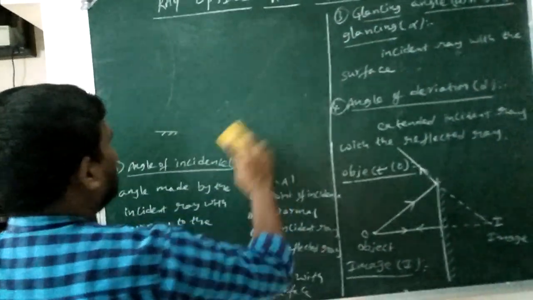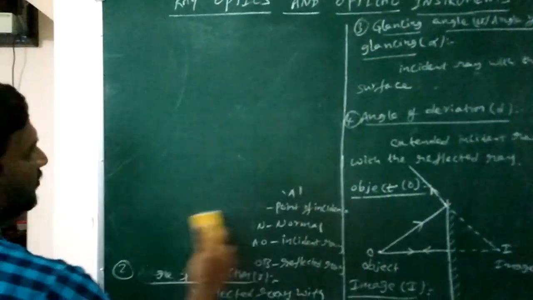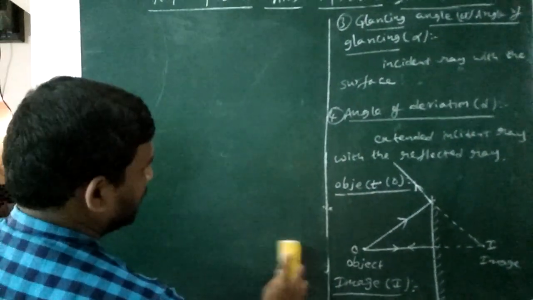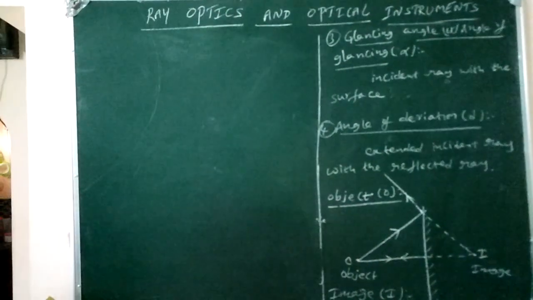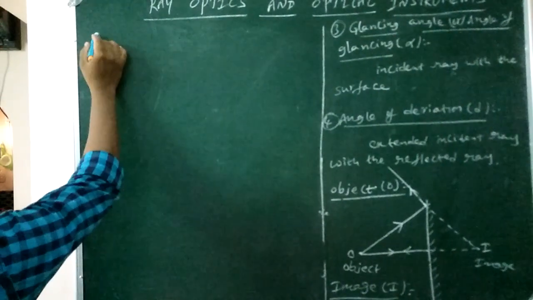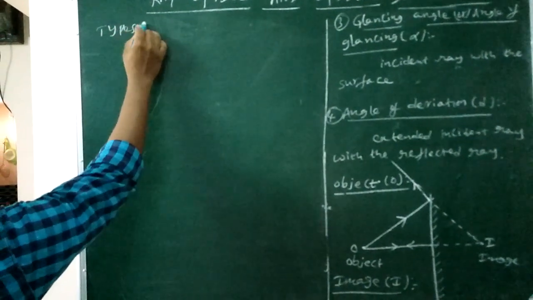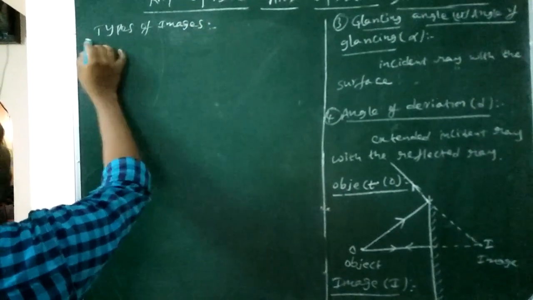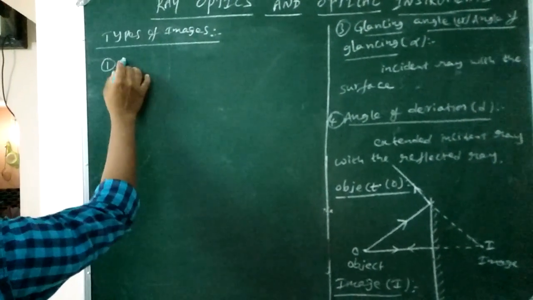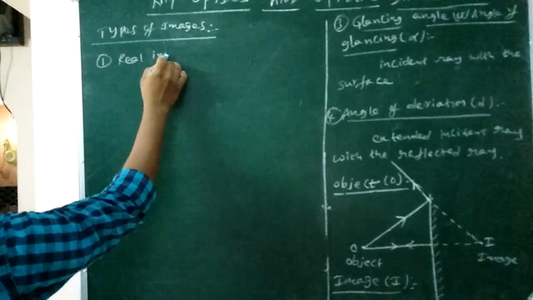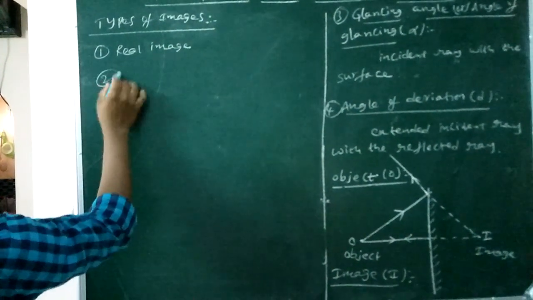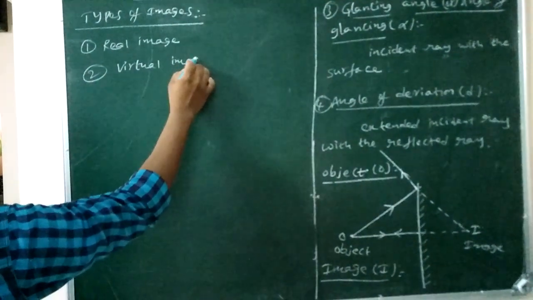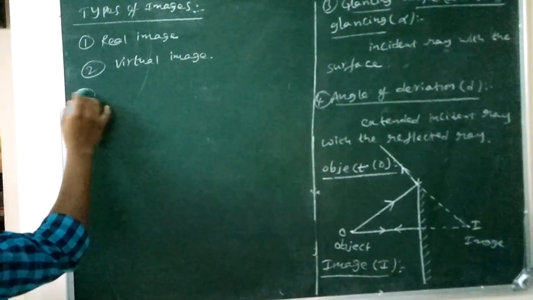And next we are going to learn about types of images. There are mainly two types of images. The first one is real image, and the second one is virtual image. First one, real image.